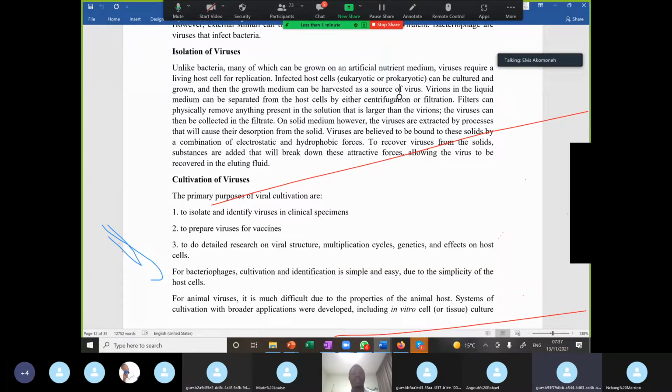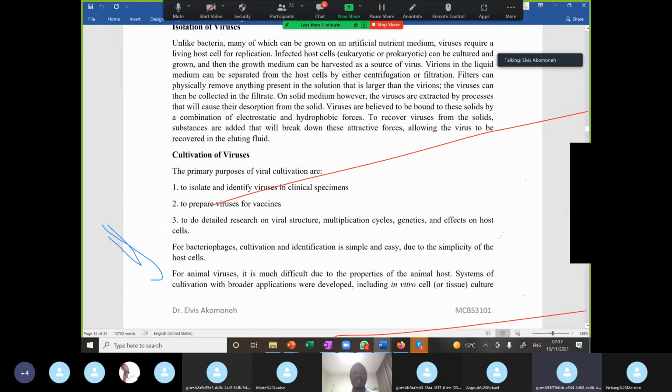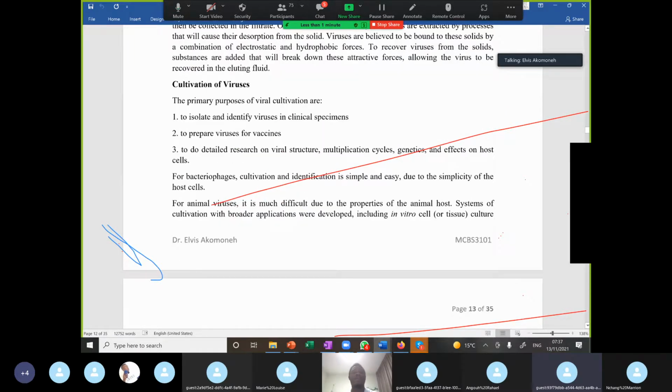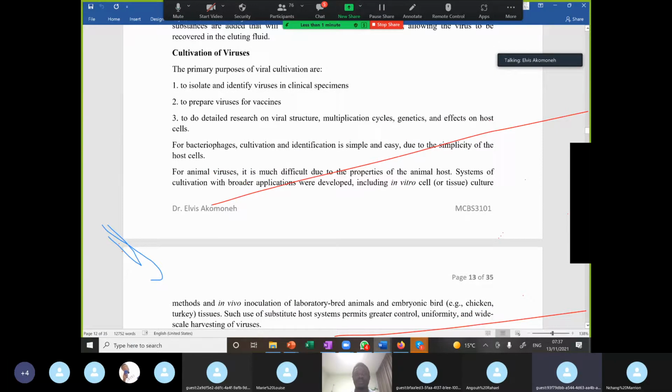So the Zoom link is going to restart in less than a minute. When we come back, we'll look at cultivation of viruses. Of course, the rule remains the same. Immediately the link expires, you just redirect the link, you'll be back in class.